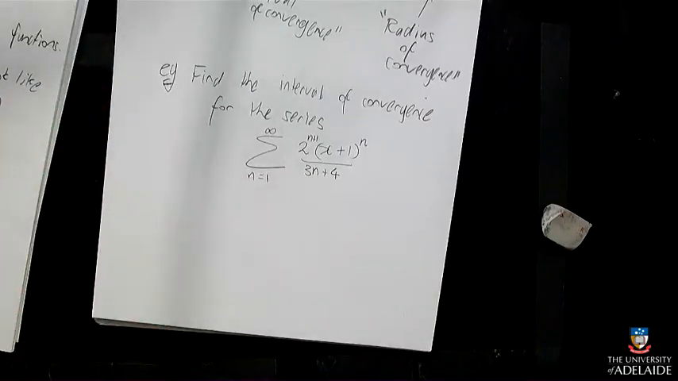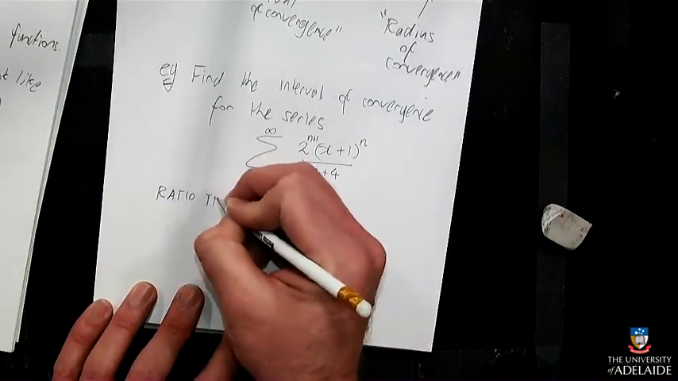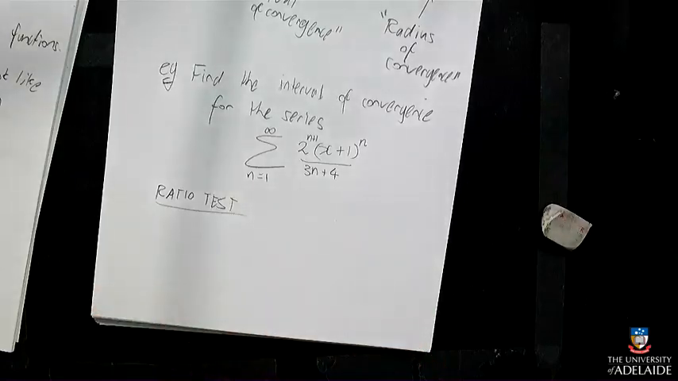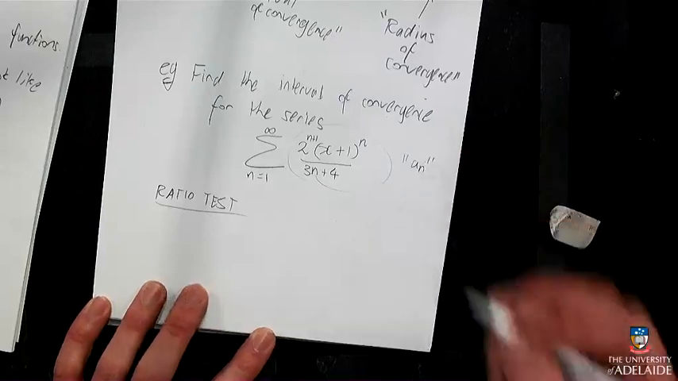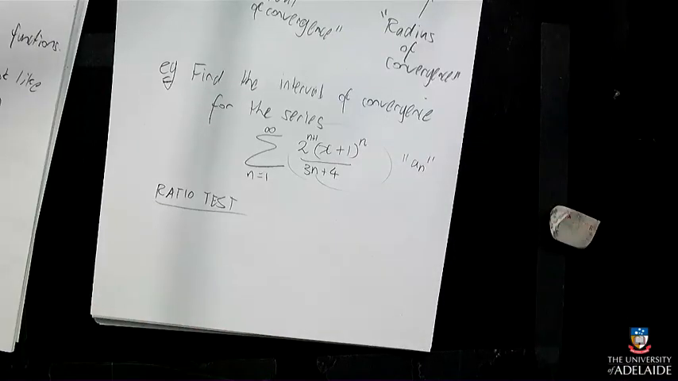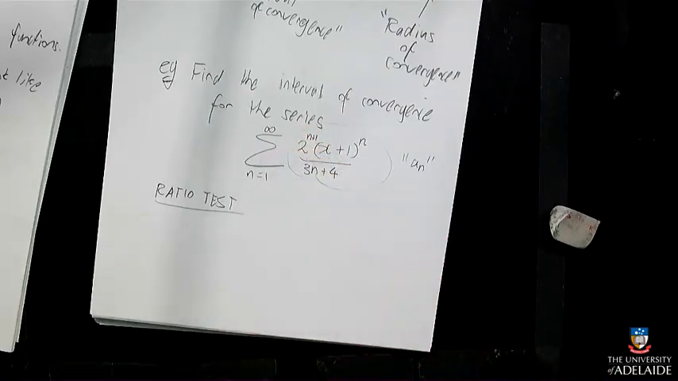And so to do the ratio test, as it's called, what you need to do is look at this whole thing and call it an. This is how I do it. I don't know how your lecturer does it. Your lecturer just calls this bit that's next to the x an, but I just call the whole thing an. And you go an plus 1 divided by an. So you take the next term divided by the previous term.